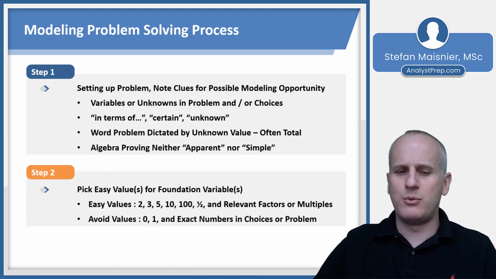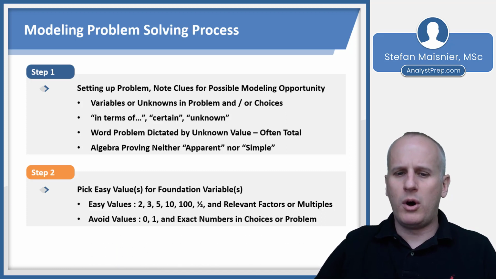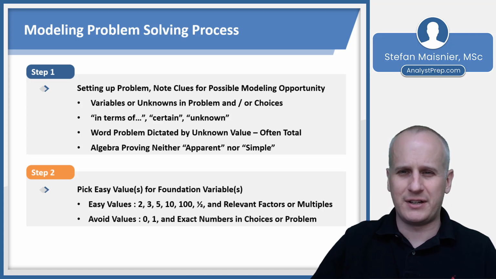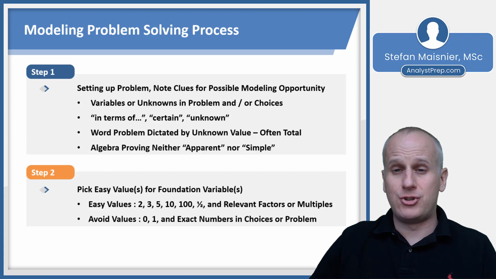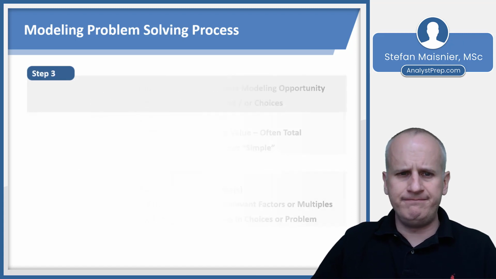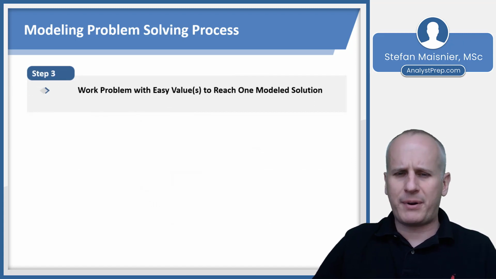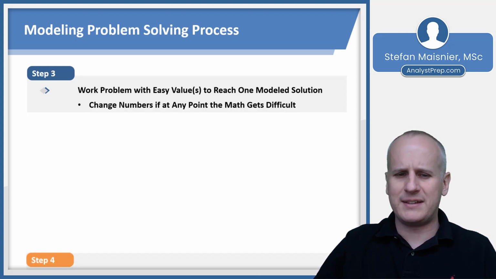But there are some values you want to avoid. You want to avoid 0, 1, and any exact numbers in the choices of the problem. That's why we want to stay away from 10 or 2 in the last example. And also any numbers that make hard math. The entire point of the model is to avoid hard math. So as soon as you find yourself having to deal with difficult math, just change your model's numbers. Then step 3, you work the problem with your easy value to reach one modeled solution. Change the numbers if at any point the math gets difficult.